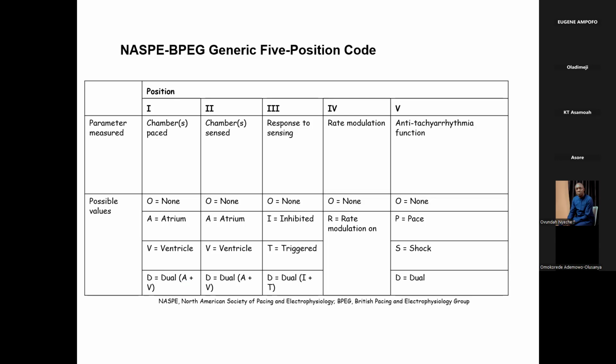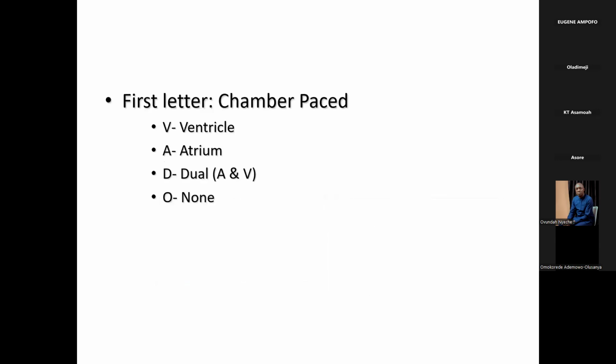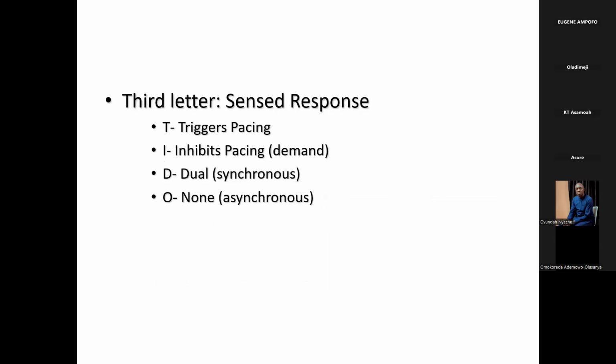So we've gone through this coding for the pacemaker. Okay, so next, we've already described all this, that the first letter describes the chamber paced. We said the second letter describes the chamber sensed. And the third letter describes response to sensing. Either you want to trigger pacing or inhibit pacing when you notice intrinsic activity, or you're going to do both, pacing and inhibiting. That's the dual. Okay?